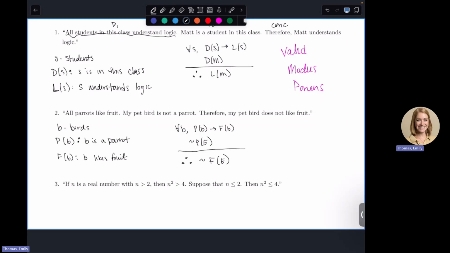Well, let's think about it. All parrots like fruit. Well, my bird's not a parrot, so it doesn't like fruit. Huh? Like, all students like cookout. Well, my dad's not a student, so he doesn't like cookout. That doesn't make sense, right? My dad can like cookout still, even though he's not a student, right? My bird likes fruit too, even though it's not a parrot.